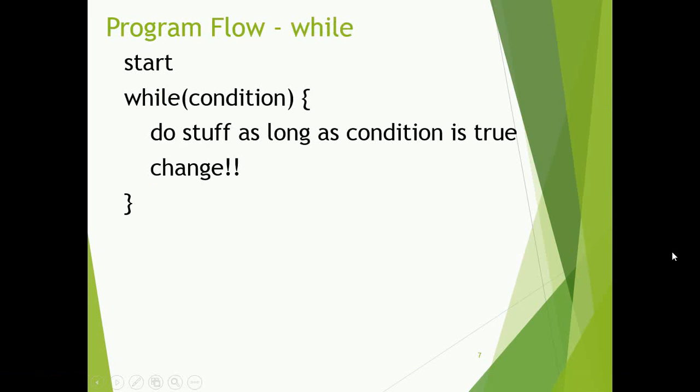So this is what a while loop might look like. We have some kind of a starting point. The ending point is going to be the condition inside of the parentheses, and we're going to have to change the condition inside of the while loop. So this is what it might look like.